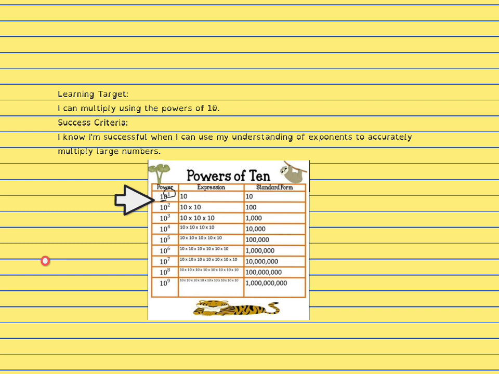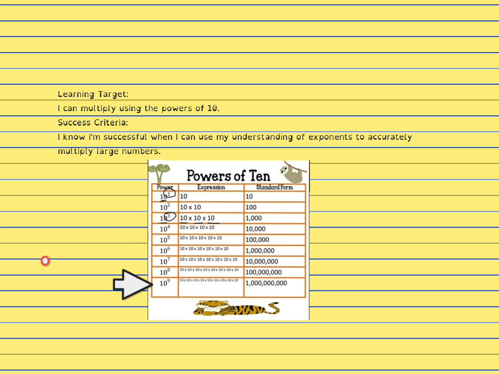If we go down to 10 to the power of 3, right here, we can see that our base number is 10, and that exponent tells us how many times we are going to be multiplying that base number. So in this case, 10 to the power of 3 means that we are multiplying the 10 3 times. 1, 2, 3. And we continue that pattern going all the way down.